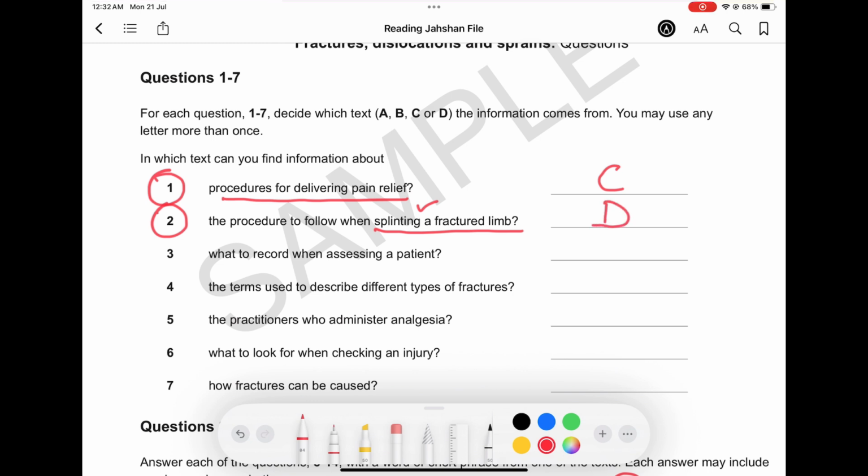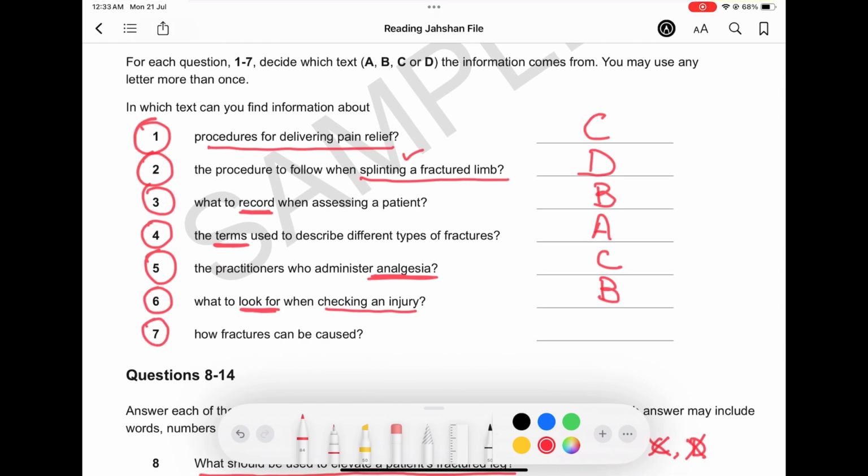Yes. And then question number 3, what to record when assessing the patient? Of course, the recording part was in the clinical assessment, so it's text B. Question number 4, the terms used to describe different types of fracture, is in A, which is the definition part. The practitioner who administered analgesia is about text C, again the morphine part. We have gone through this again and again, so it becomes easy for us to know what to look for when there's an injury. So it's in text B. Of course, the observation part, how a fracture can be caused, is in text A, the definition part. So yes, it becomes very peaceful.